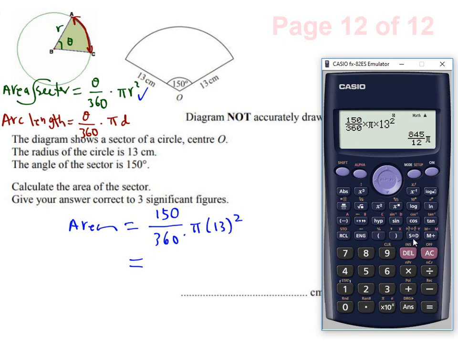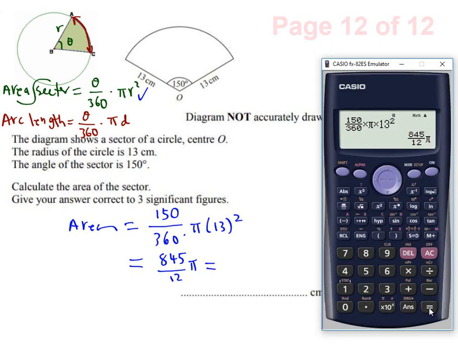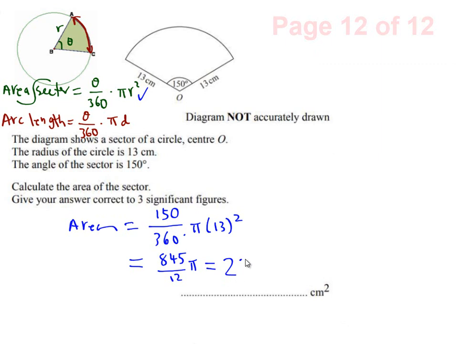845 over 12 pi. Sometimes it's useful for you to write down 845 over 12 pi. So this is 845 over 12 pi. That is your answer in terms of pi. And in decimal places, if you press S to D, it's 221.22, but you want the answer correct to 3 significant figures. So 1, 2, 3. So the answer is 221. So it's 221 cm squared.